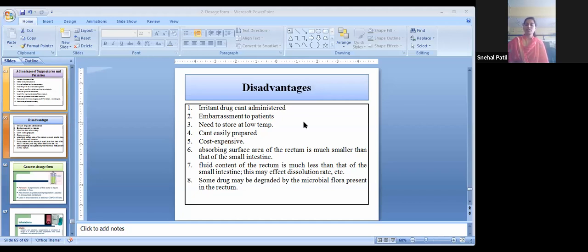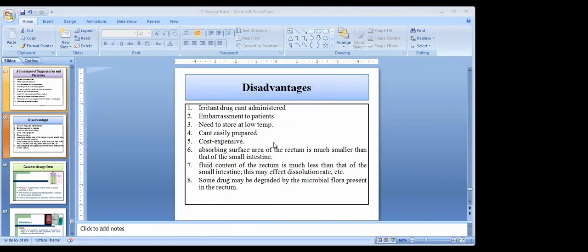The fluid content of the rectum is much less than the small intestine, so it affects the dissolution rate. The next point is some drugs may be degraded by the microbial flora present in the rectum. Because of that, when some drugs contact this microbial flora, they degrade, which means their physiological action or their effect is changed by this microbial flora present in the rectum.